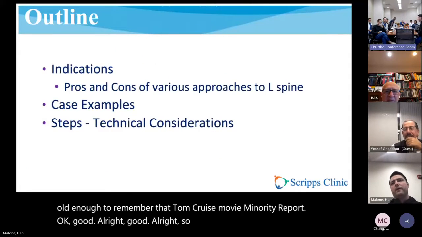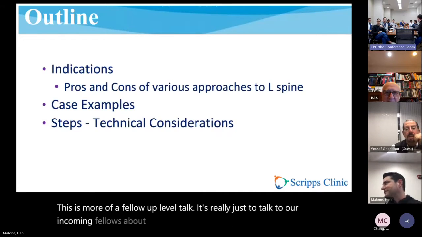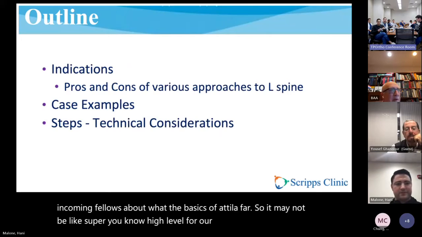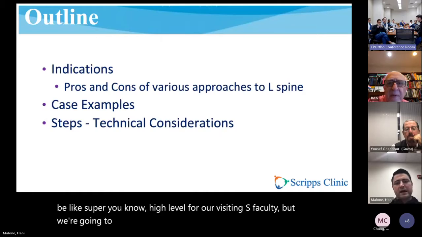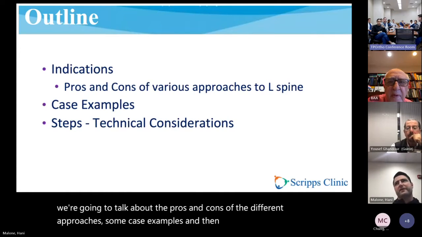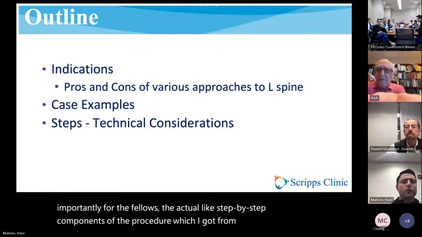So this is more of a fellow level talk. It's really just to talk to our incoming fellows about what the basics of a TLIF are. So it may not be super high level for our visiting SMS faculty, but we're going to talk about the pros and cons of the different approaches, some case examples, and then probably most importantly for the fellows, the actual step-by-step components of the procedure, which I got from AO.